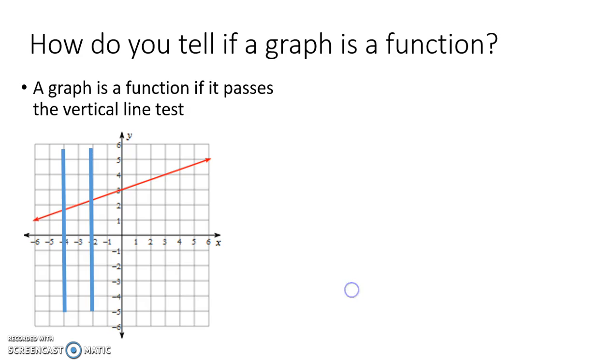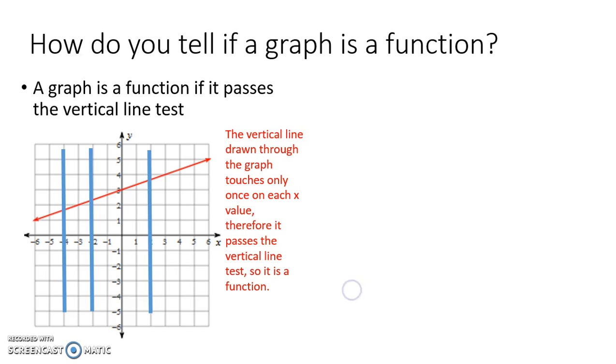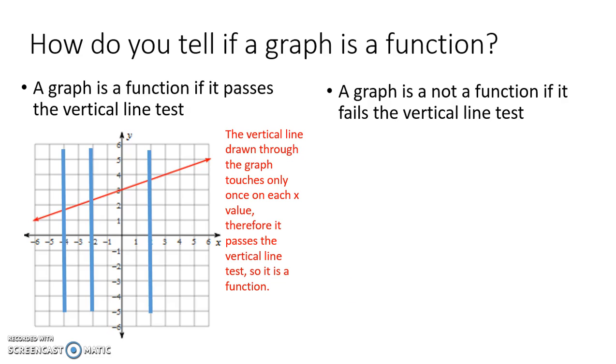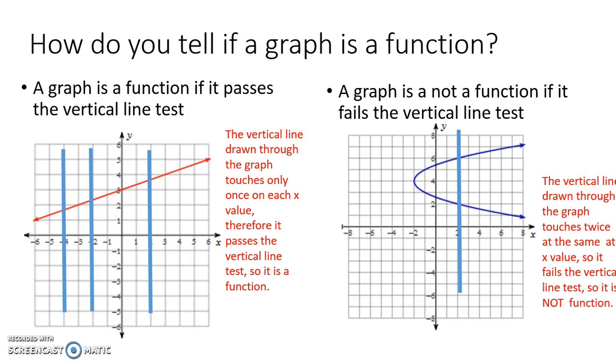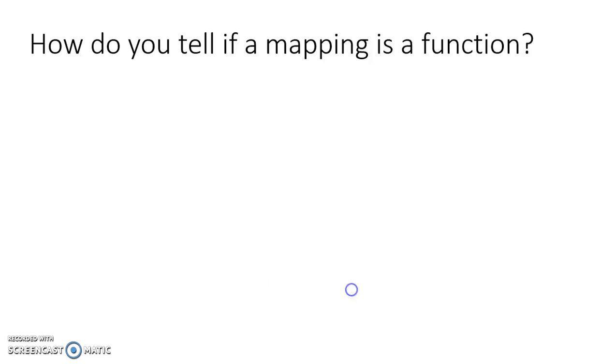The vertical line test is when you draw a straight line through the graph, and the vertical line drawn through the graph touches only once on each x value, therefore it passes the vertical line test, so this one is a function. A graph is not a function if it fails the vertical line test. So the vertical line drawn through the graph touches twice at the same x value, so it fails the vertical line test, so it is not a function.